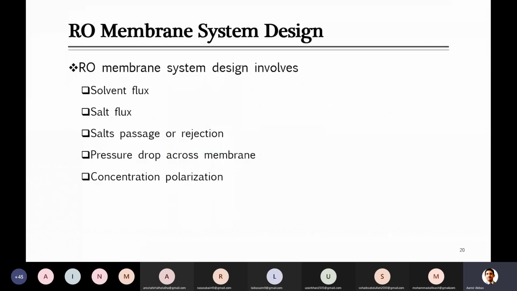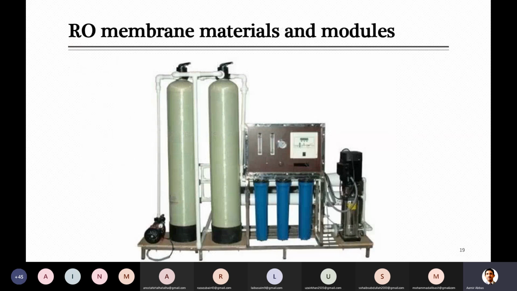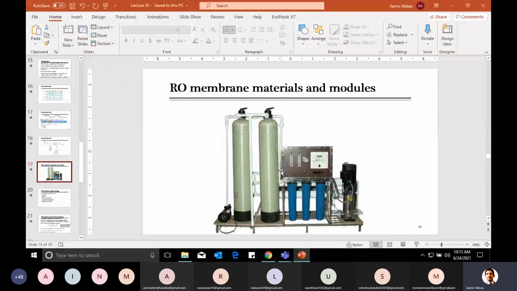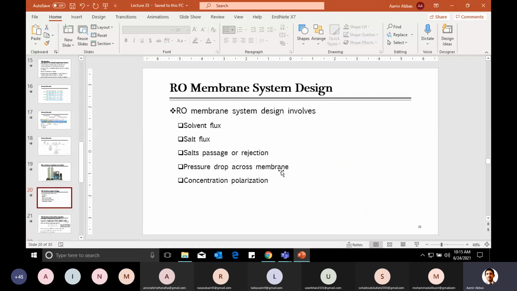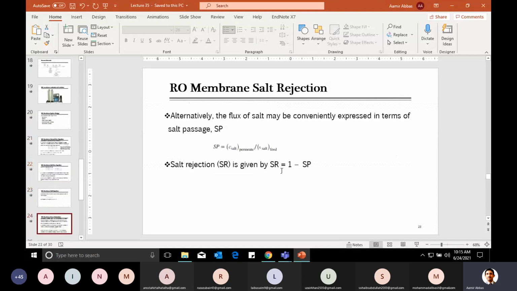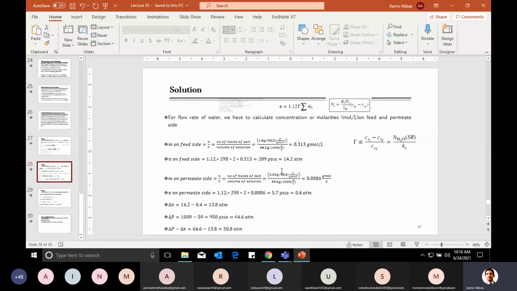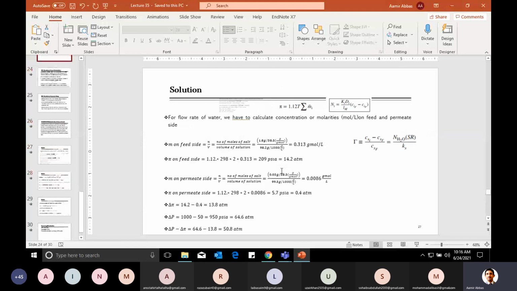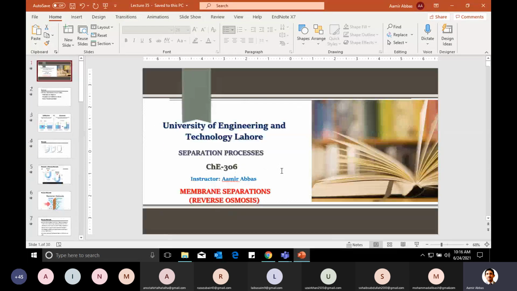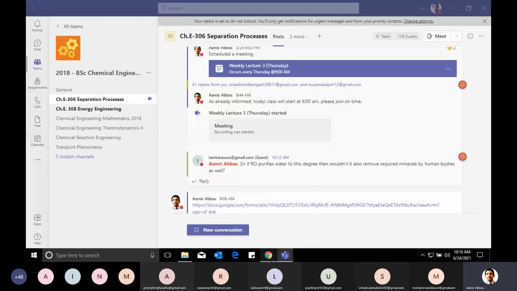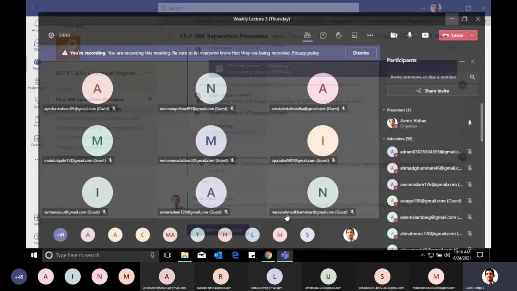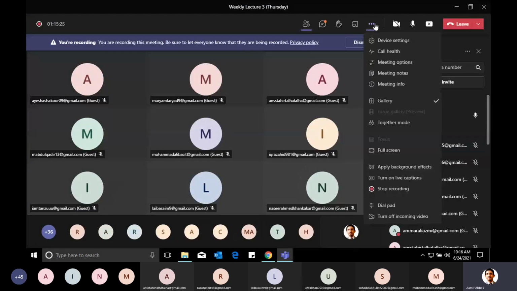So from here, the design part starts. So let's stop here. In the next lecture, inshallah, that will be discussed. The major points will be discussed along with some equations, and then there is one problem related to this. So that's all, guys, and let me know if you have any questions.